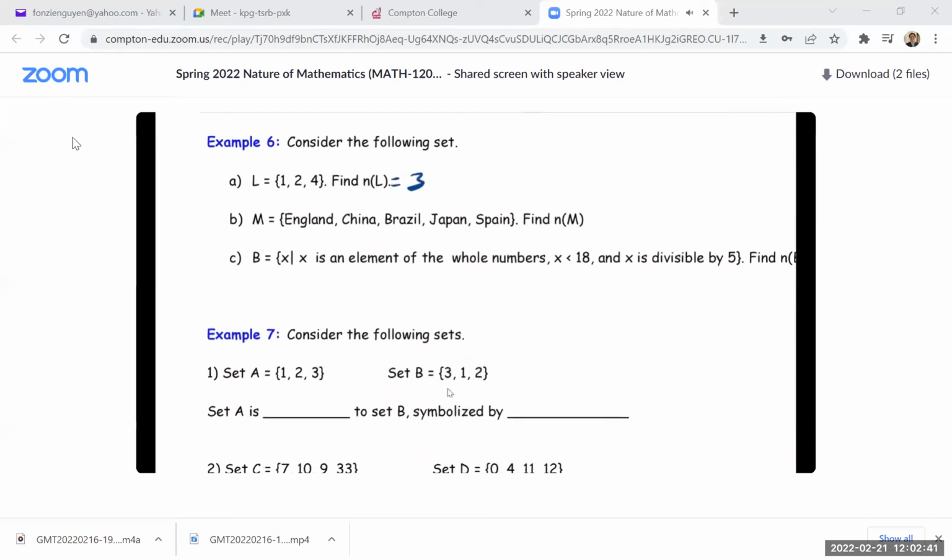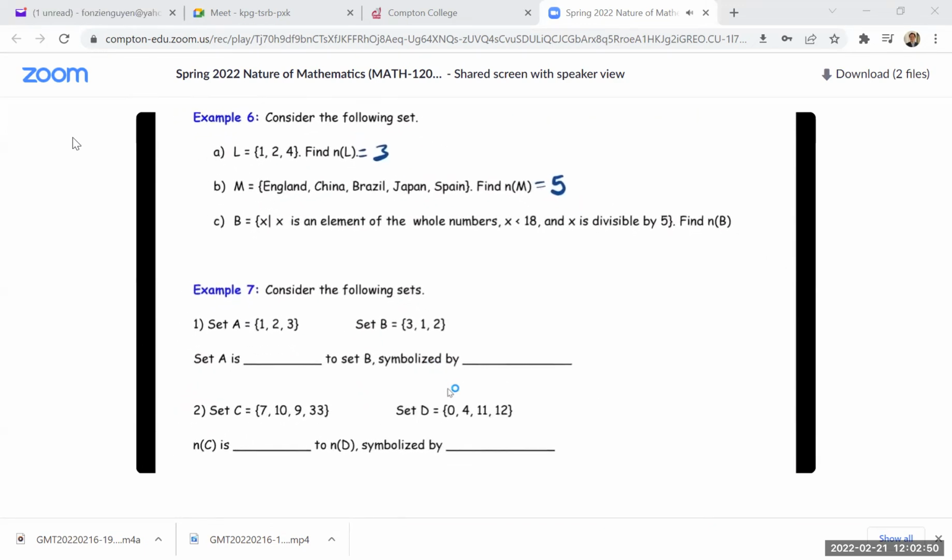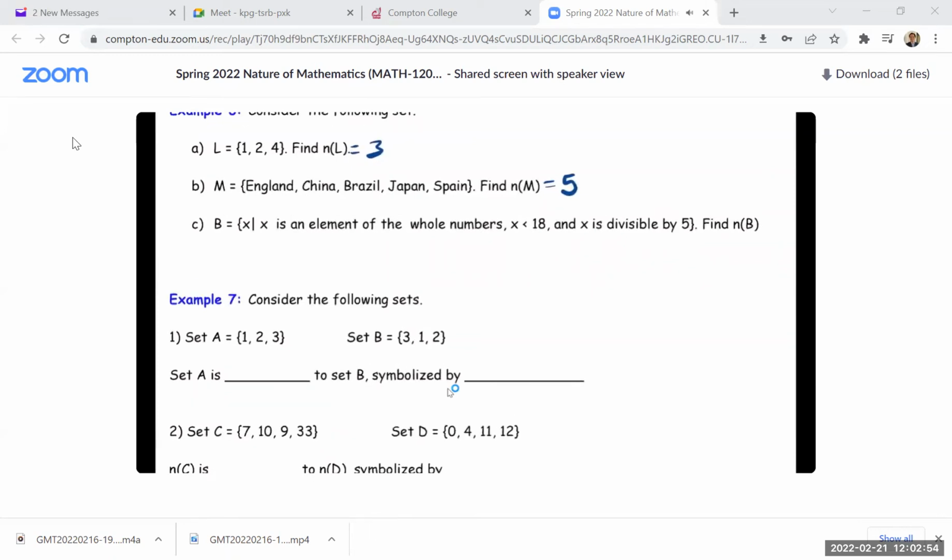All right, what about n of M? 5. Yeah, 1, 2, 3, 4, 5. 5, very good. All right, this one's going to be a little bit more challenging because it's in set builder. What about the number of these? So you might want to write this in roster form first, and then you can count them.